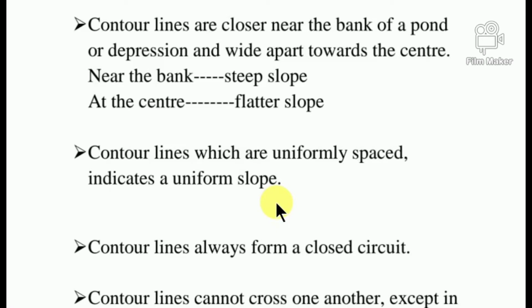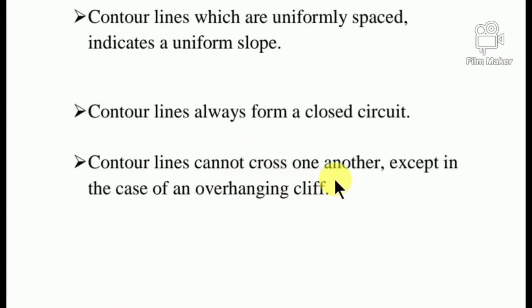Then contour lines always form a closed circuit. This is very clear because contour lines are always like the form of a circle. It's not actually a circle, but that means we have a starting point and then we have the ending point. So they are always closed. Contour lines cannot cross one another except in the case of an overhanging cliff. This is very important because two contour lines never cross each other, but in the case of an overhanging cliff we see that it crosses one another.